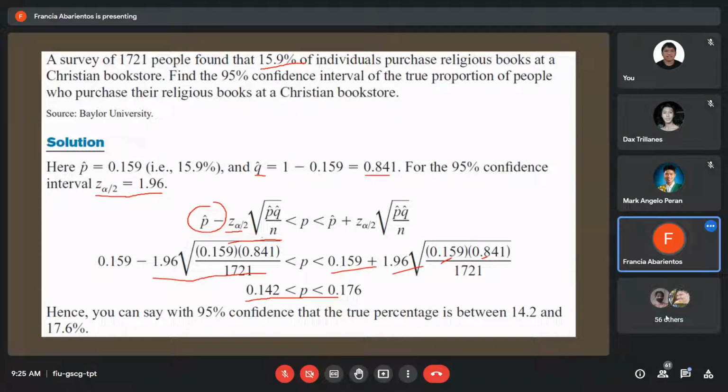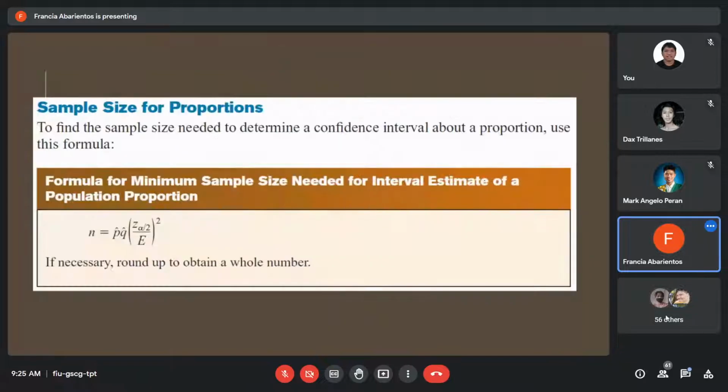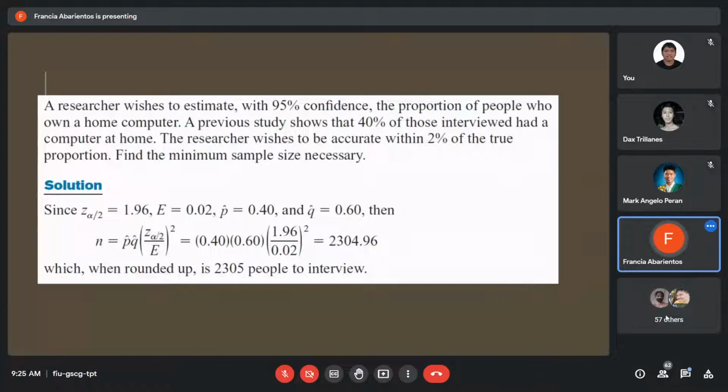Okay, we proceed now to another example. If we have now the proportion, compute din natin yung sample size for a given proportion. Ayan. We have the p hat, the q hat times the z value at a given alpha divided by 2 over the E, squared. Ayan. Muli yung kakalimutan niya. Okay? So this is now the given value.